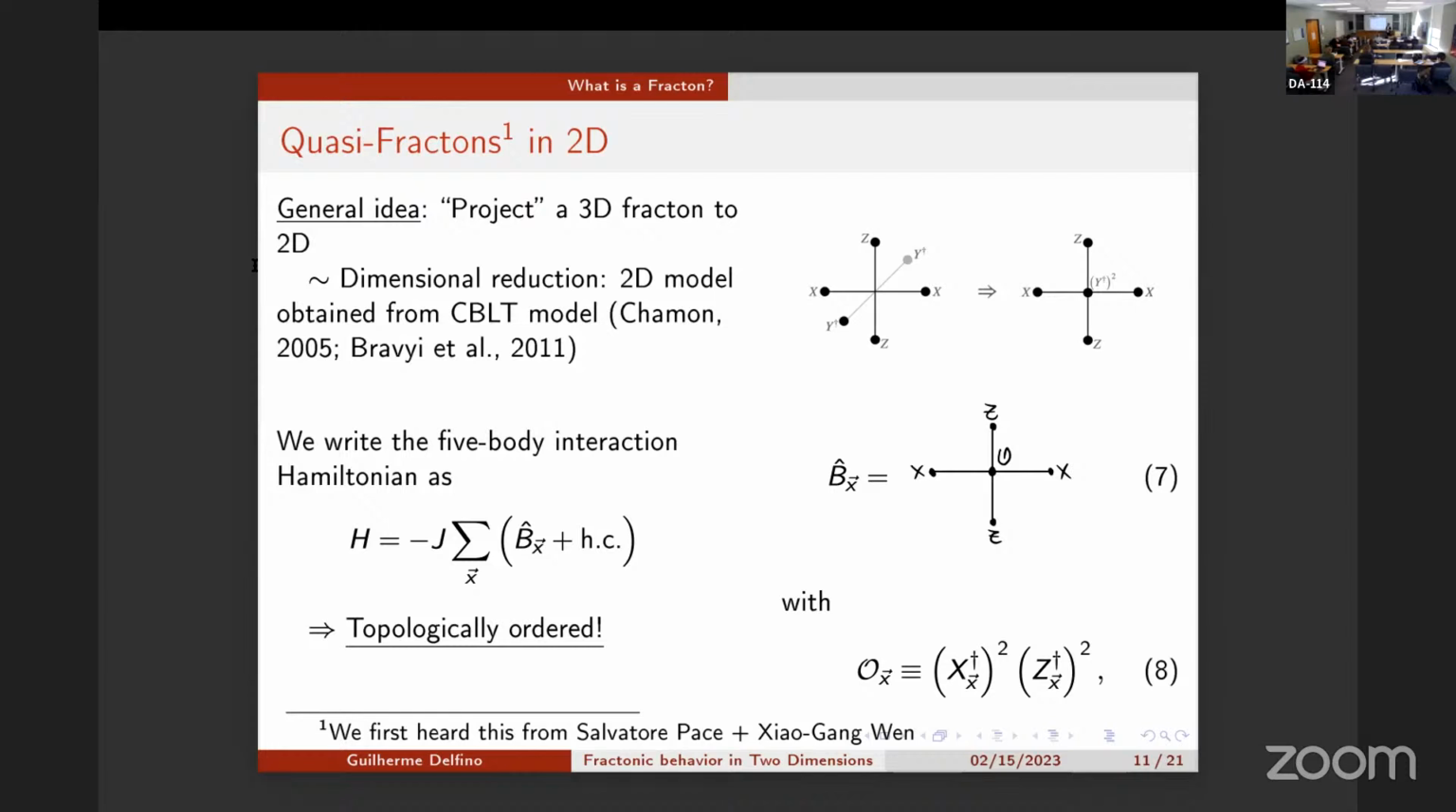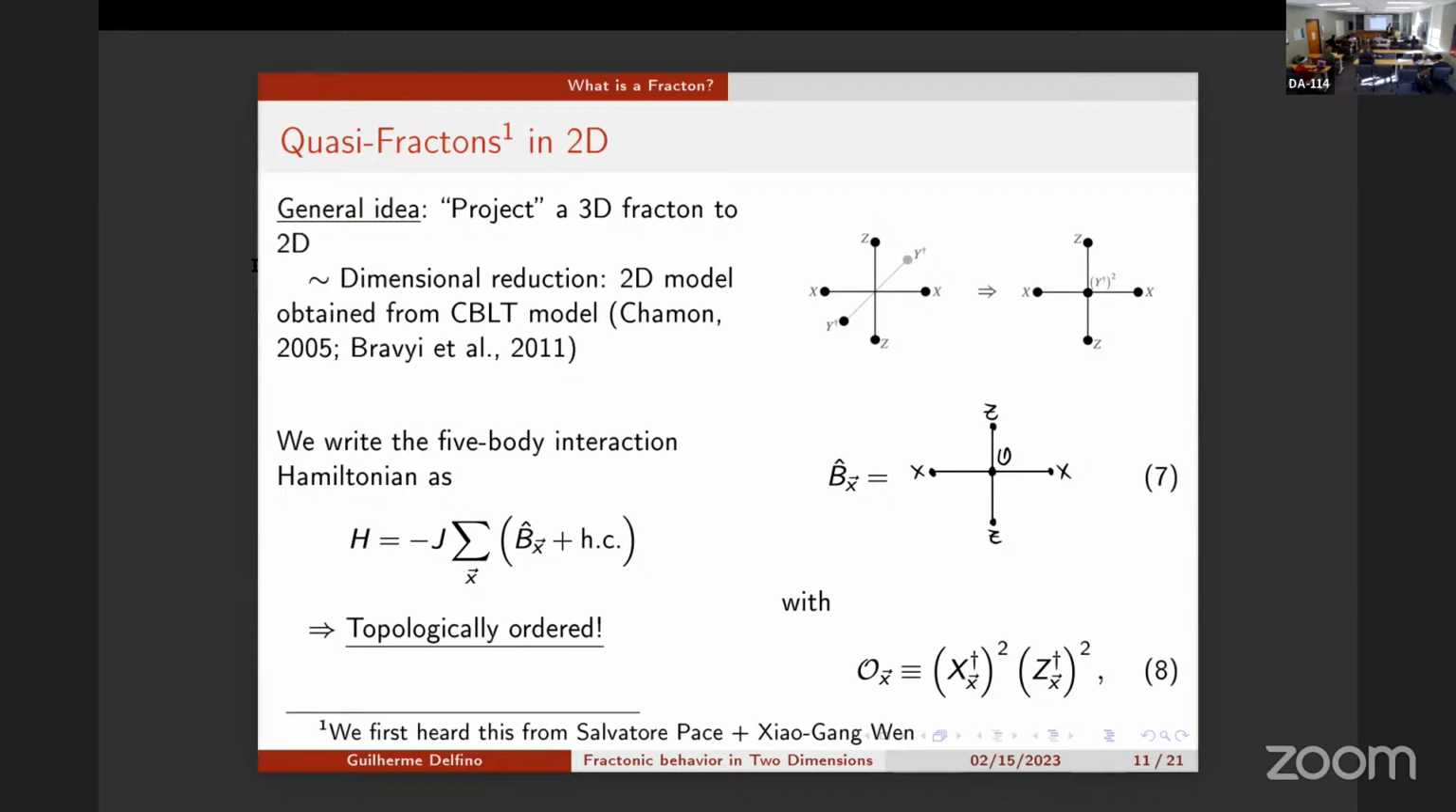What can it give us? First, it's still exactly solvable, which is kind of a miracle, right? So we can solve and find everything. It is topologically ordered, which is something that we got for free. We didn't know in the beginning that it would be topologically ordered. So this kind of property survived from the three-dimensional system. And what else can we have?